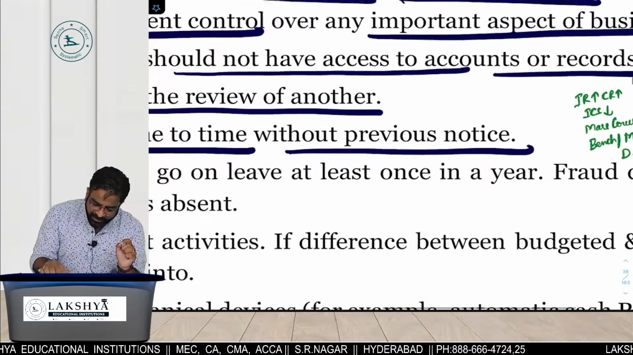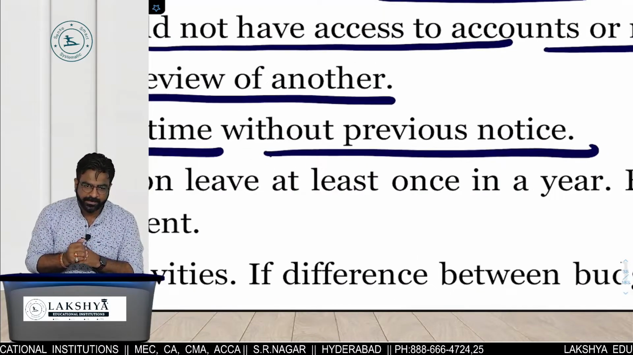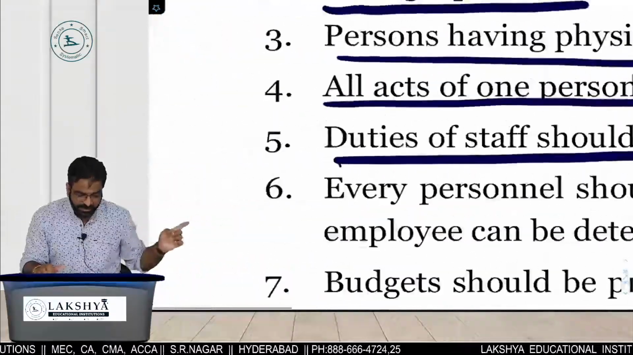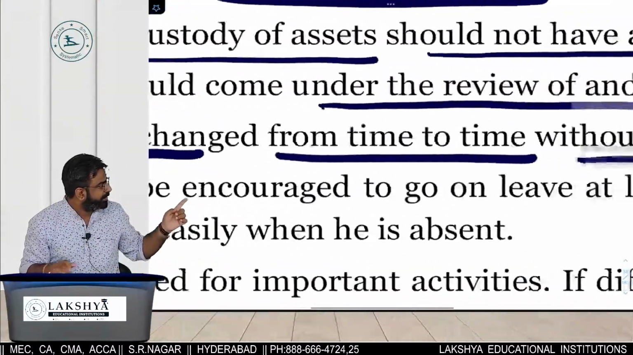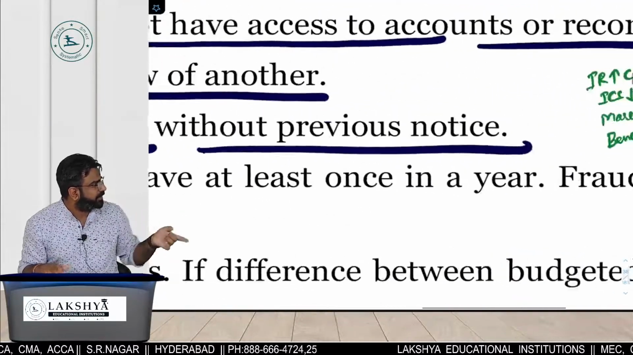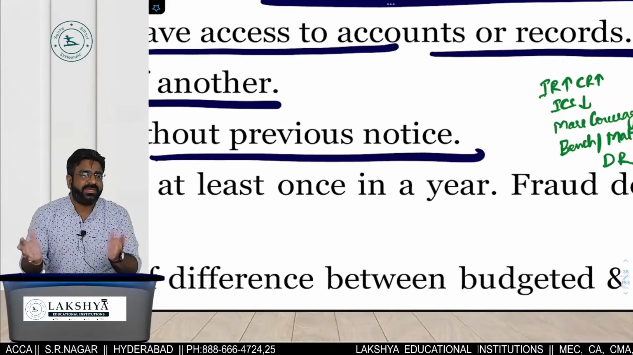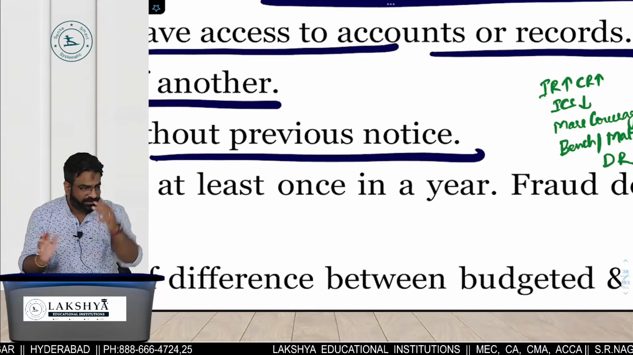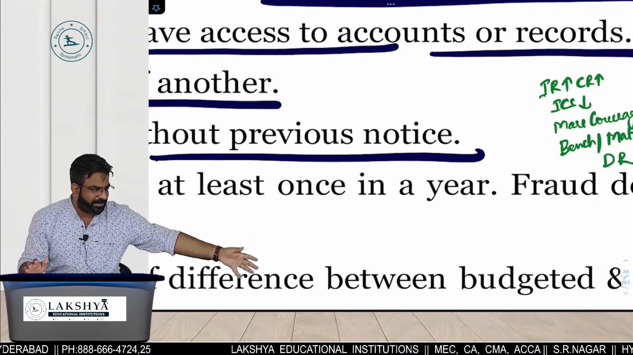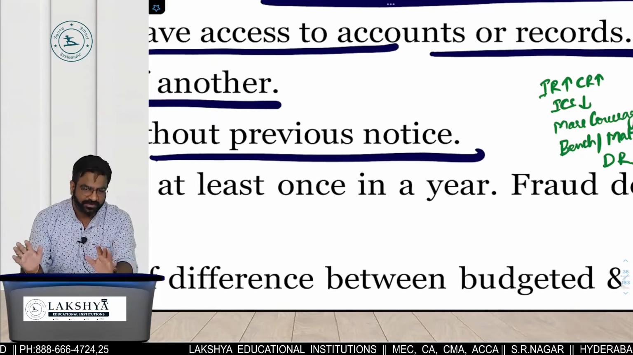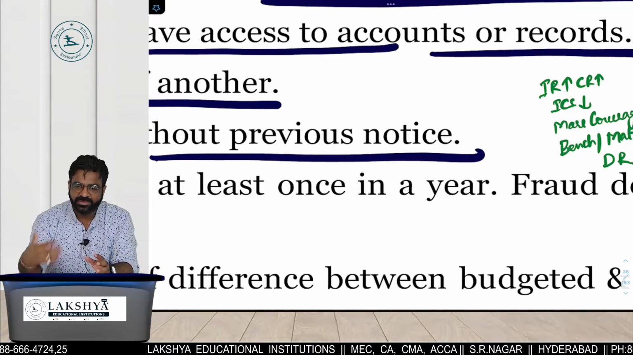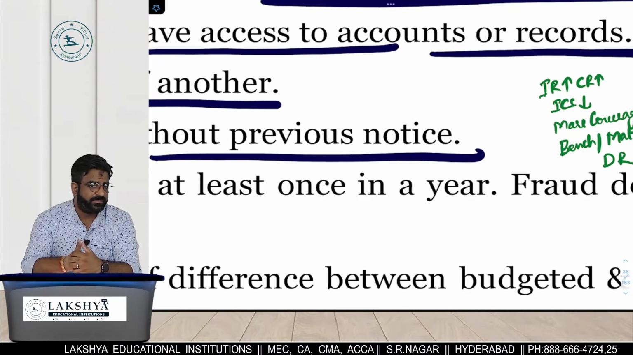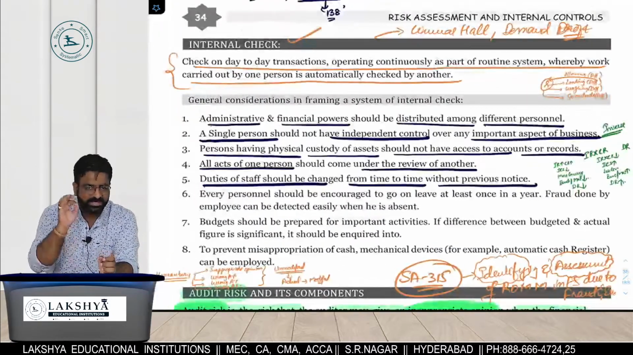But what is this point written, without previous notice? Intimation should be given or should not be? What will happen with this? Read the full sentence. Duties of the staff should be what? Changed. From what? Time to time. Without giving what? Prior notice. Why? You might have planned some fraud in the next month. But if I change your duty today only to some other department, is your plan fruitful or fruitless now? That is why you should never tell the employee that we are going to shuffle your what? Job. So should it be given with prior notice or without prior notice? Is it clear? Each and everybody is going inside your head.